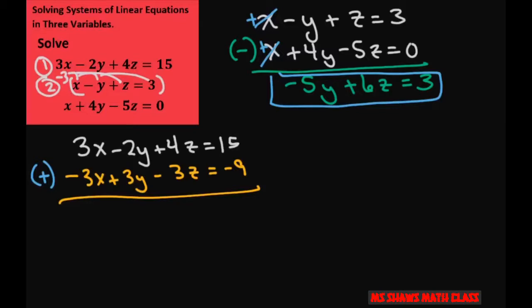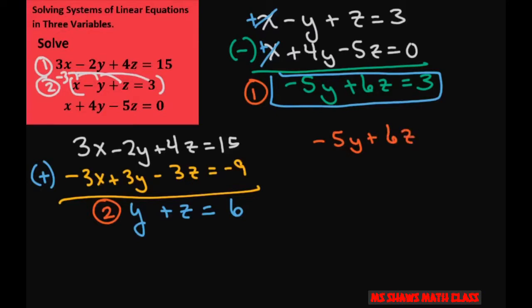So the x's cancel, and I have negative 2y plus 3y is just y, and 4z plus a negative 3z is just z, and 15 minus 9 is 6. So now I have a system of these two equations. I reduced them down. So I have negative 5y plus 6z equals 3.